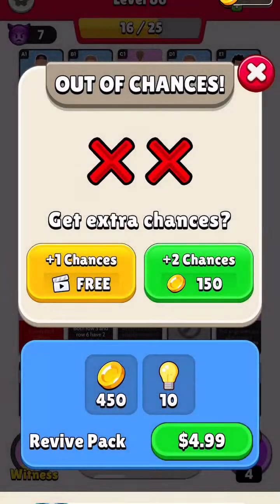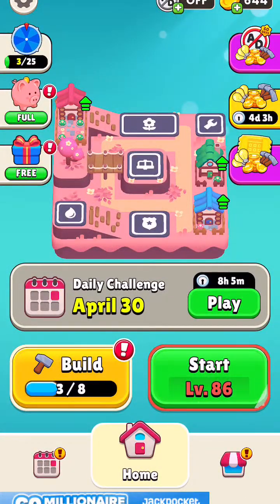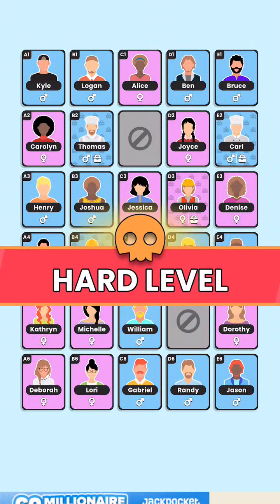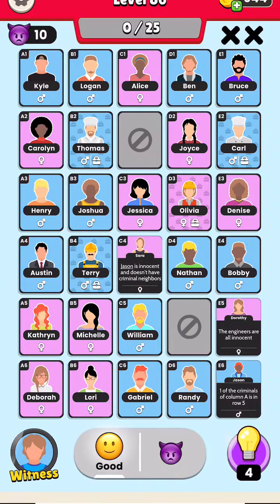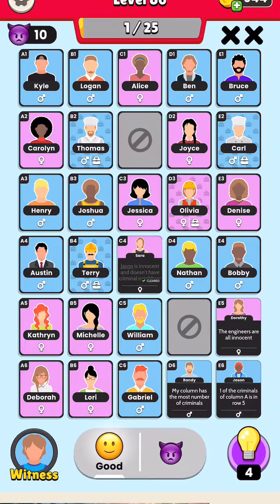Oh my gosh. Okay. Well, level 86, which is a hard level. So I don't know. Let's see. Jason is innocent and doesn't have any criminal neighbors. Okay. So who's Jason? Oh, Jason and no criminal neighbors. Okay. The engineers are all innocent. Is that a ripoff of Bowmaster? I think it was. Yeah, that definitely was. I feel like a lot of games are ripping off each other these days.